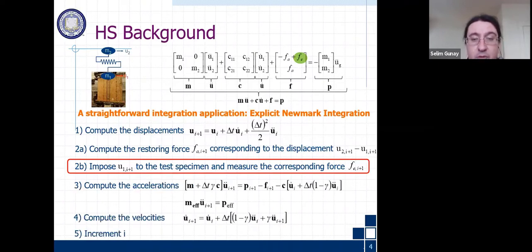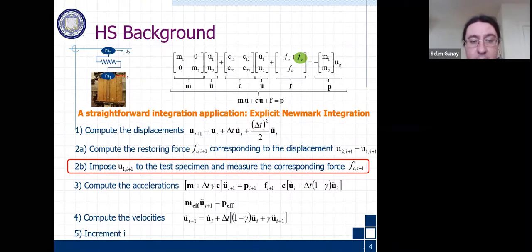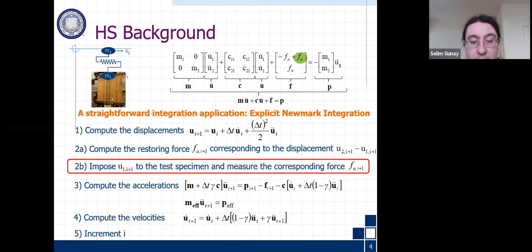And the following two steps are also the same as in nonlinear dynamic analysis. In the next step, we compute the accelerations by solving this linear system of equations, and then compute the remaining quantity, the velocities, using another difference equation. And this completes one time step, then we move on to the next one.